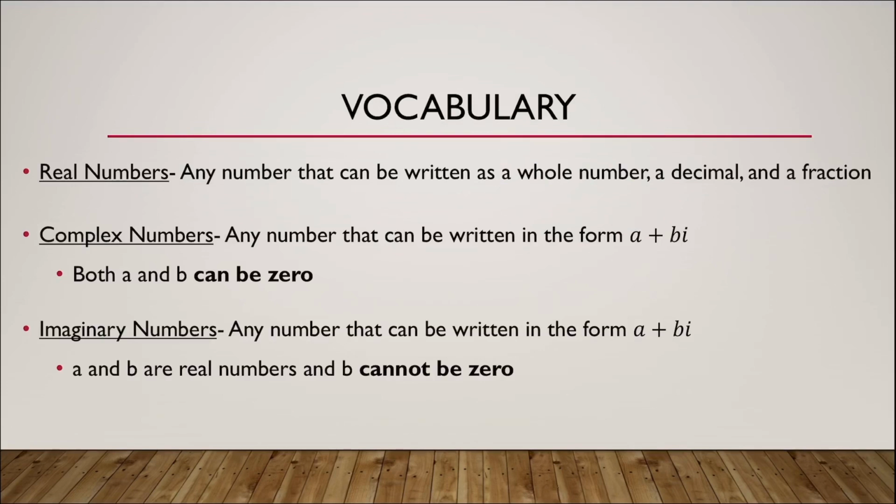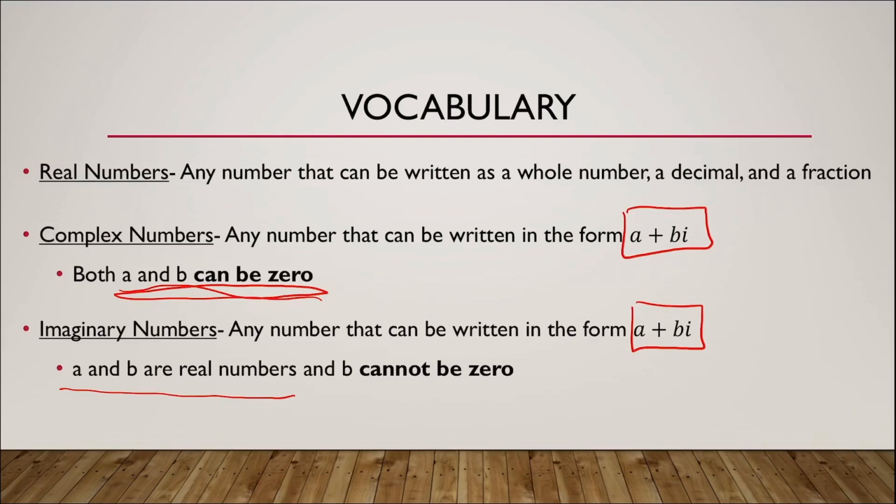Okay, so we have real numbers, or any number that can be written as a whole number, a decimal, or a fraction. Complex numbers are any numbers that can be written in the form a plus bi. Both a and b can be 0. Now imaginary numbers, this is where it's different. It's written in the form a plus bi, but a and b are real numbers, and b cannot be 0. So you have to have that i in there for it to be imaginary.